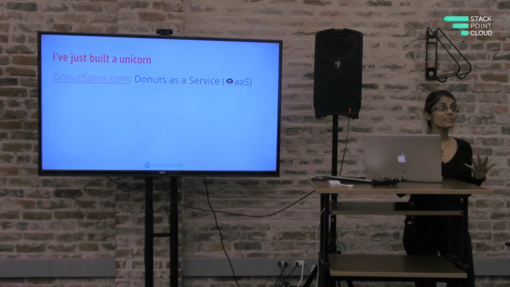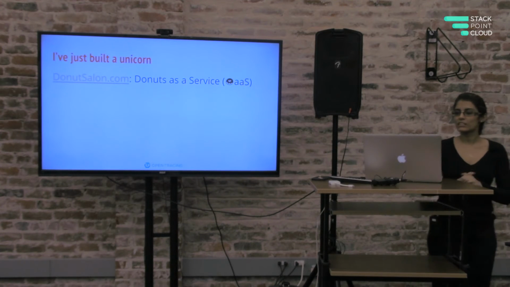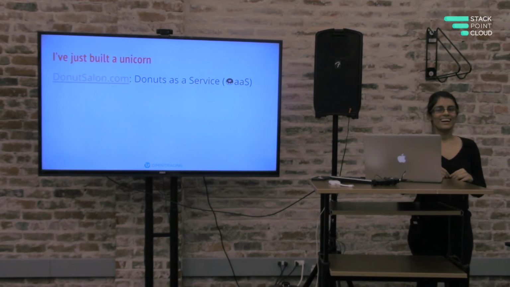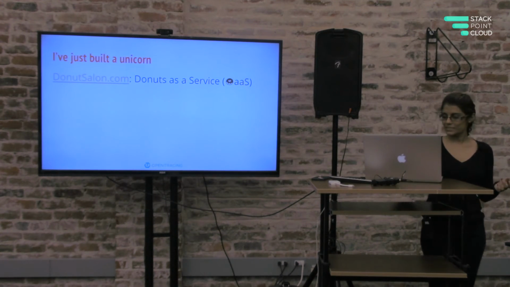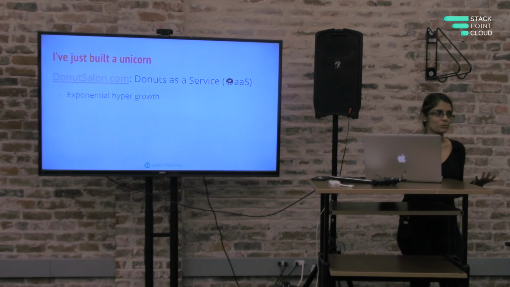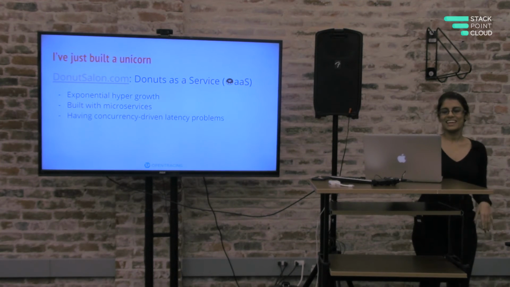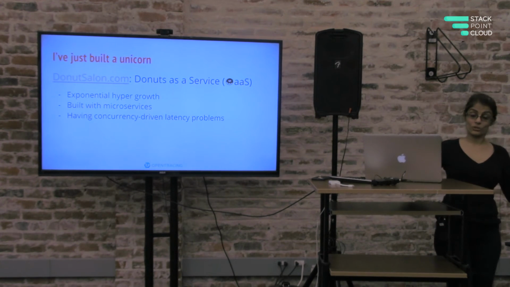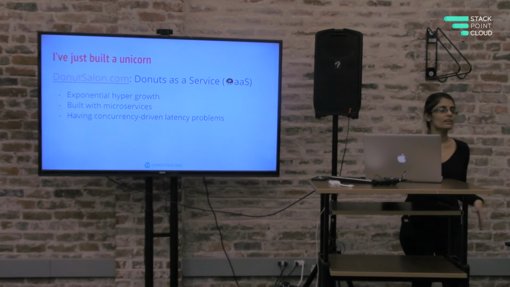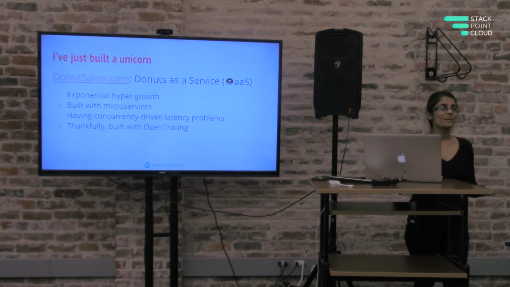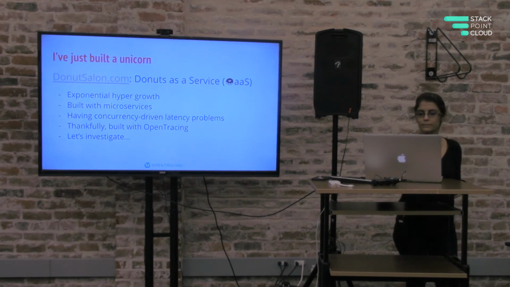So I've just built a unicorn startup. It's called donutsalon.com. It's donuts as a service. As you can imagine, such a popular thing. It's exponential hypergrowth going on right now. We've built it with microservices, and obviously because there's so much growth, we're starting to have concurrency-driven latency issues, but thankfully built with OpenTracing. So let's see where the bottlenecks are.